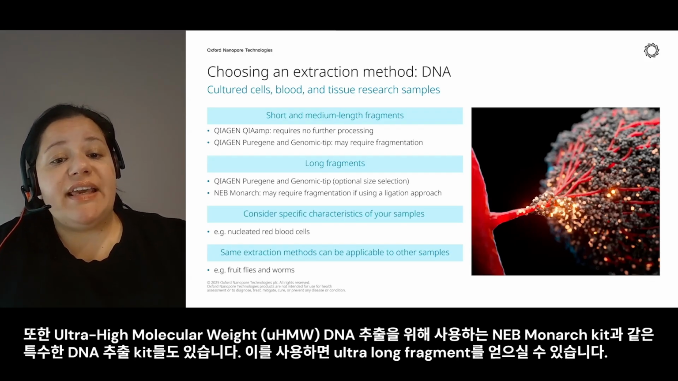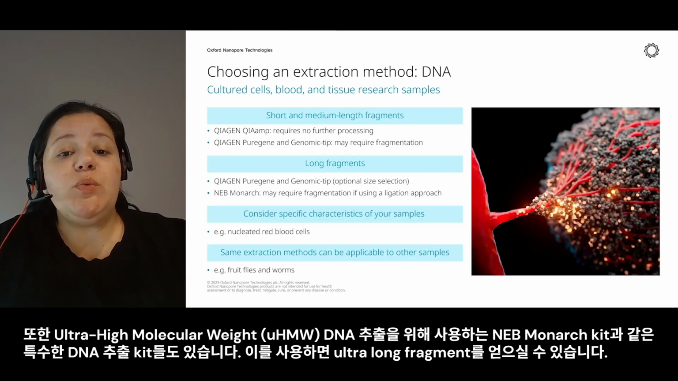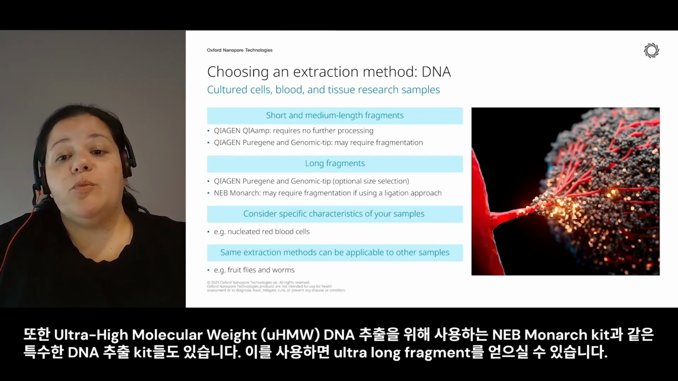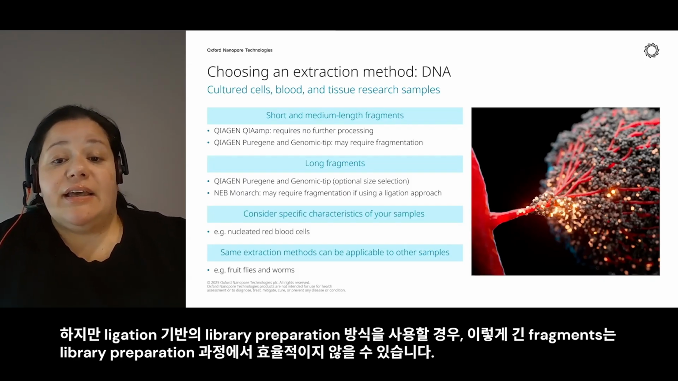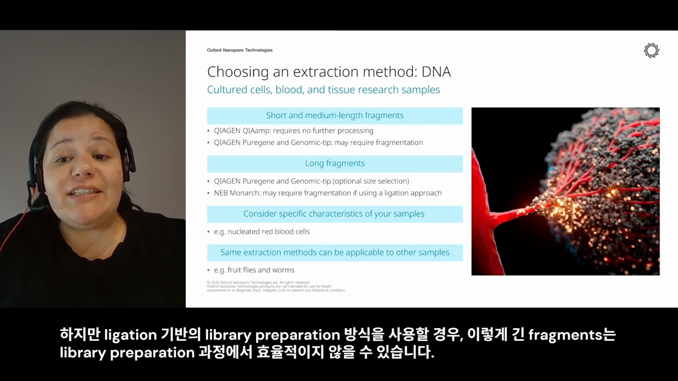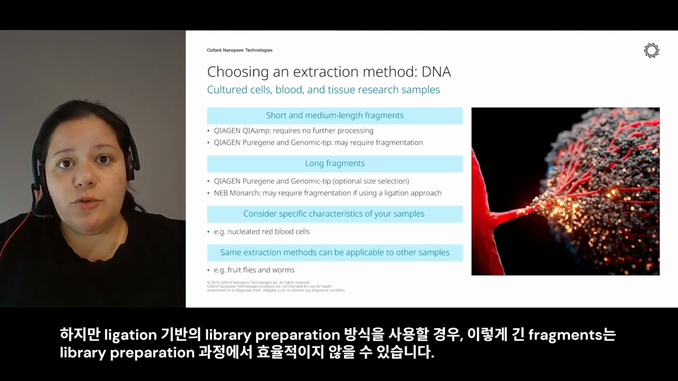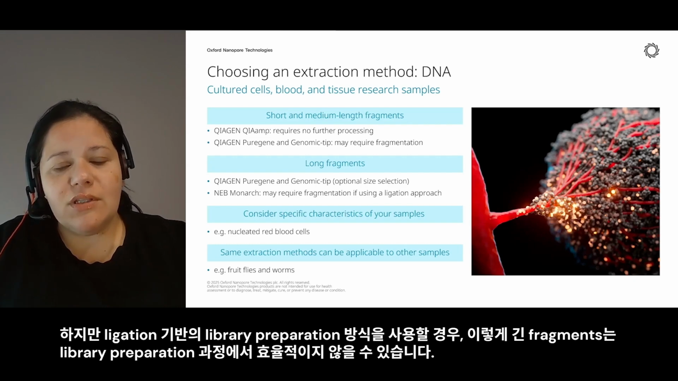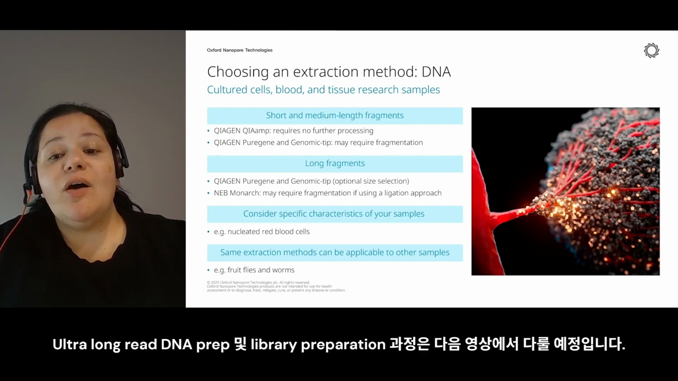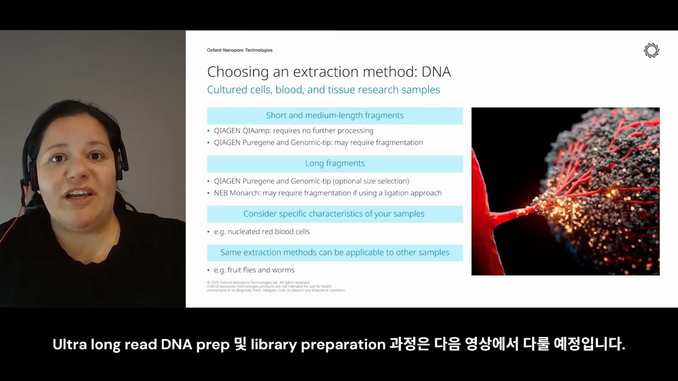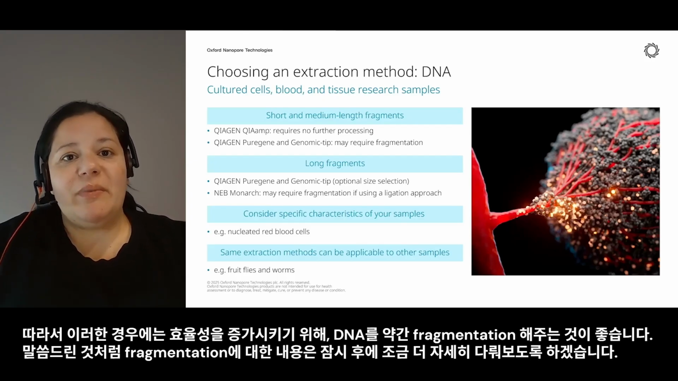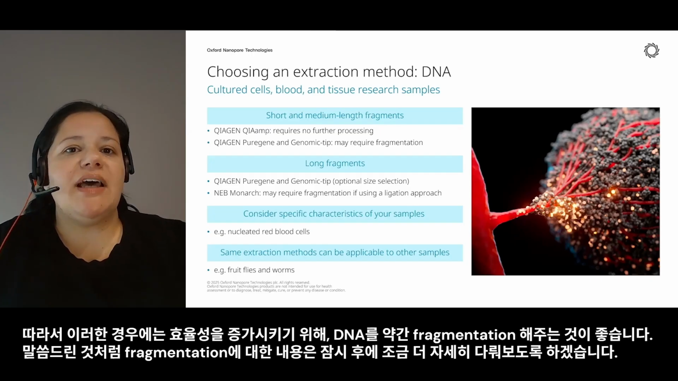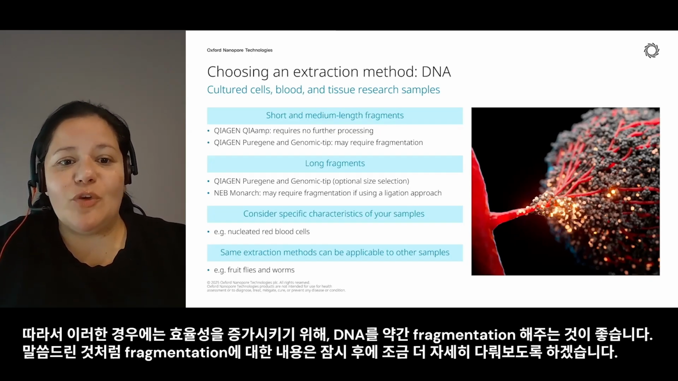Then there are specific kits like, for instance, the NEB Monarch, which we will use for the preparation of ultra-high molecular weight DNA. And this will give you these beautiful ultra-long fragments. But if you're using something like a ligation-based library preparation approach, this will be a little bit too long to be efficient with that preparation. And this ultra-long prep I just mentioned will be covered in the next masterclass. So in this case, you might want to fragment the sample a little bit just to make it efficient, but as I said, we will go into the fragmentation in a few minutes.